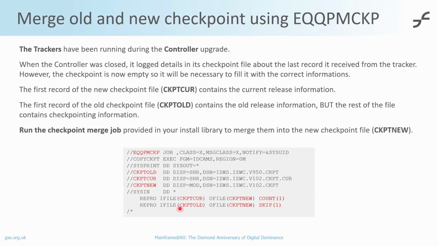And then you need to copy the rest of the file from the old version, because the new version file just contains useless information. It does not contain anything that you want to add. But the old checkpoint, the one coming from the previous release, contains all the information, all the events that have been sent to the controller. So skipping the first line, you will copy the rest of the content into the new file. At this point, you have performed the merge of the checkpoint file that can be used for the subsequent restart of the controller.